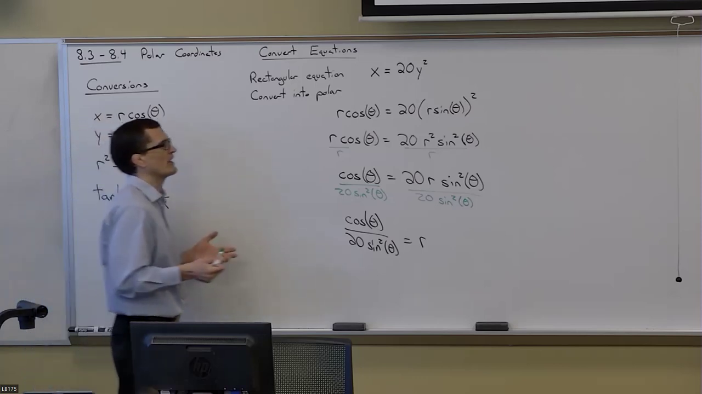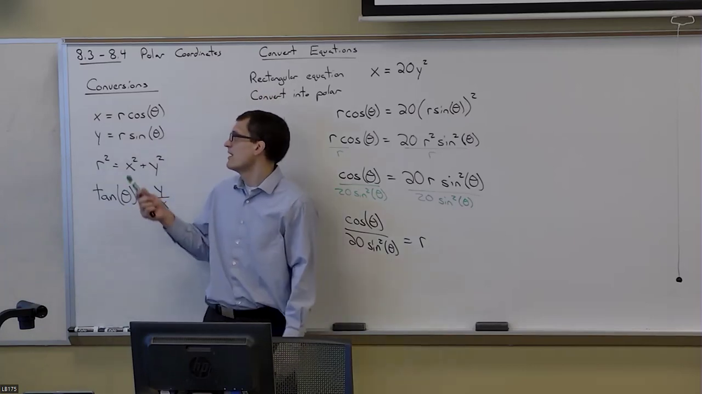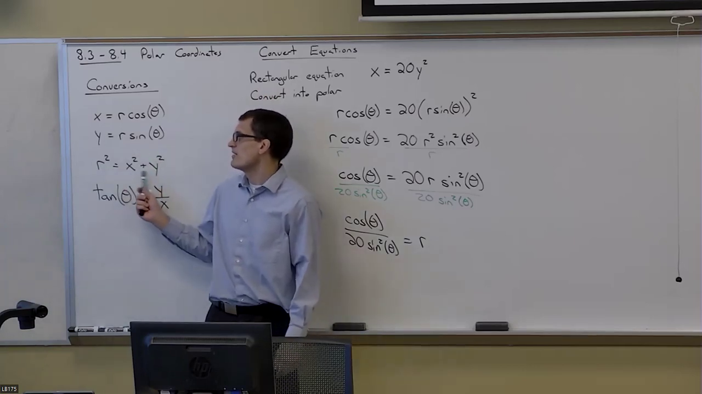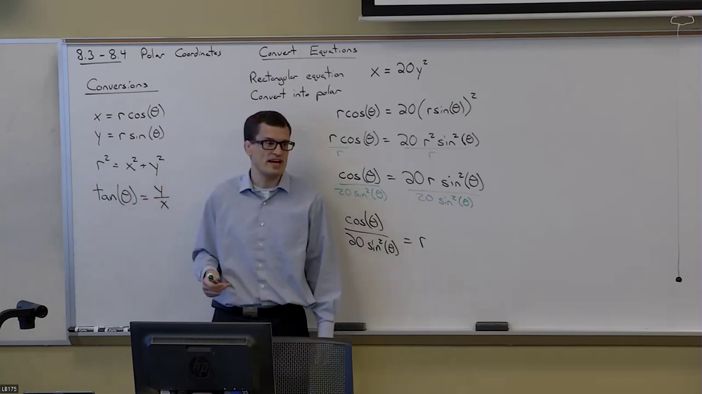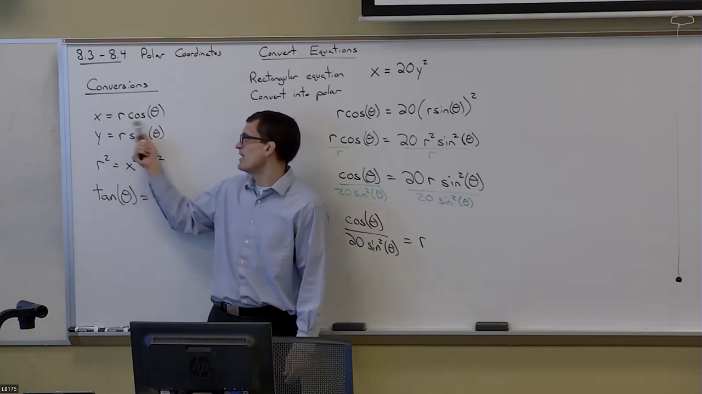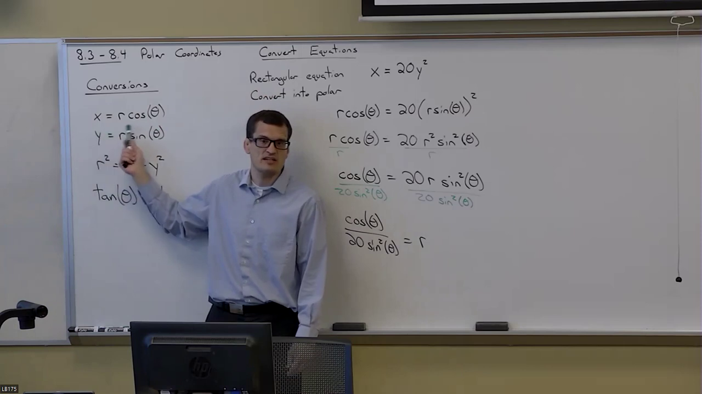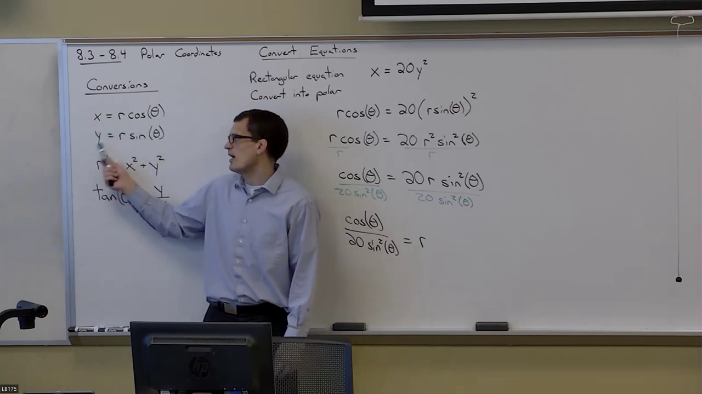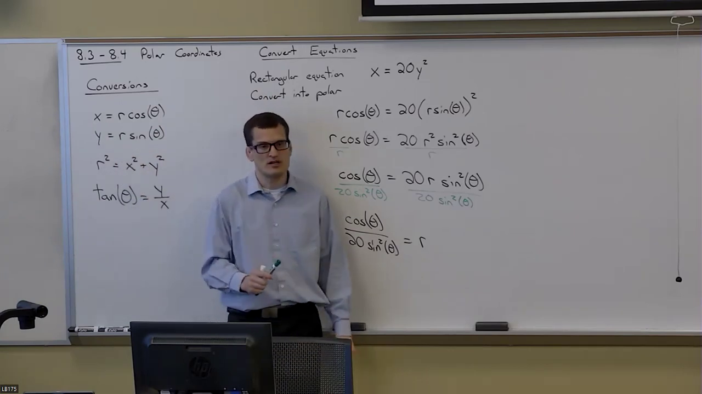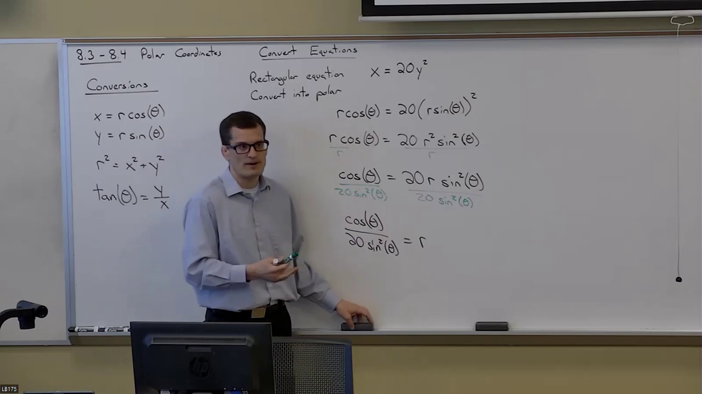So going from rectangular to polar, if I see an x squared plus a y squared, I use it. If I see a y over x, I might use that. But I always have this fallback option. If I have an x, I can just replace it with r cosine theta. If I have a y, I can replace it with an r sine theta, and do algebraic manipulation until we solve for r.